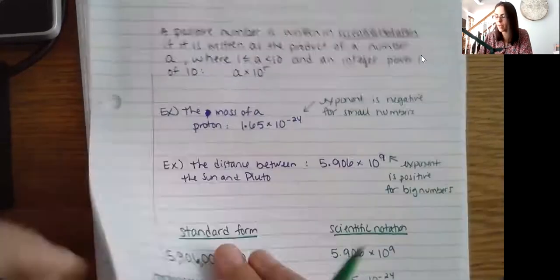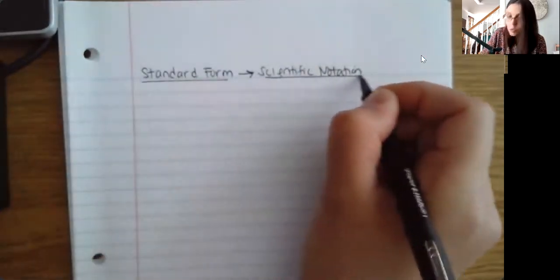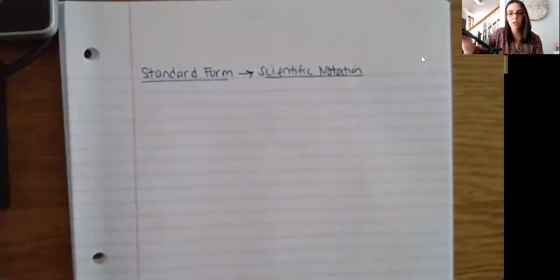So now let's talk about how to go back and forth between the two. So we're going to do it this way first. So how to go from standard form to scientific notation. So that's the direction I want to talk about first.